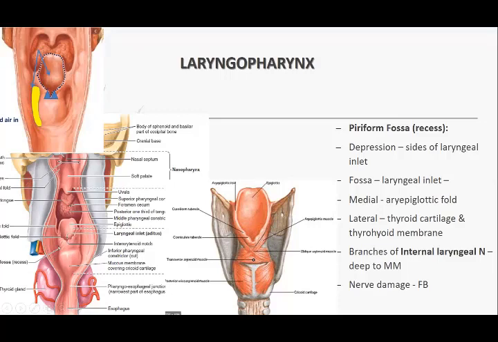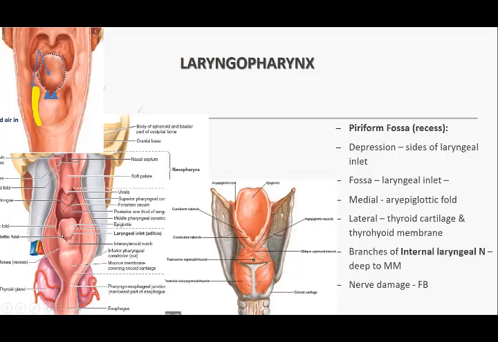So the piriform fossa, this fold, is a fold of mucous membrane covering the lateral side of the epiglottis and cartilages of the larynx. In this there is one cartilage, the arytenoid cartilage. So this fossa is separated from the laryngeal inlet by this fold. This is called the epiglottic fold.